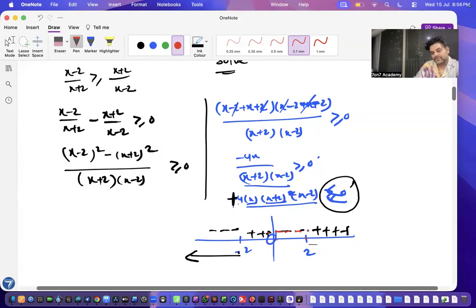Generally, to do it fast, the rightmost side is always plus if the coefficient of the highest power is plus. So here plus, and then after each root the sign flips. Now you tell me, looking at this side in between. So the answer is x less than minus 2, or x in between 0 to 2.